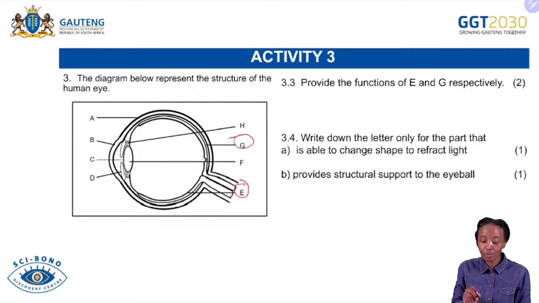So the question says provide the functions. Then the retina, we said that's where the photoreceptors are found. That is where the light stimuli is converted into what? Into an impulse. And then G, which is the choroid, we said it has blood vessels, so it supplies the eye with nutrients, it supplies the eye with oxygen, and it is darkly pigmented, so it prevents the reflection of what?